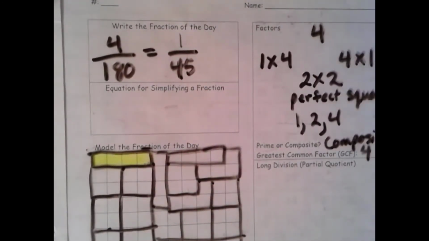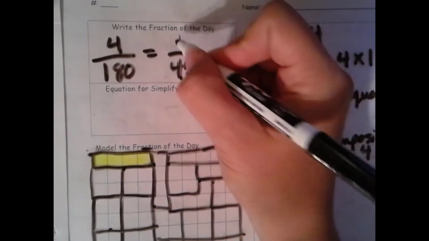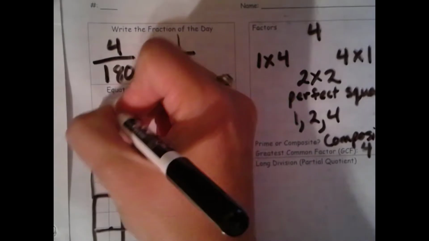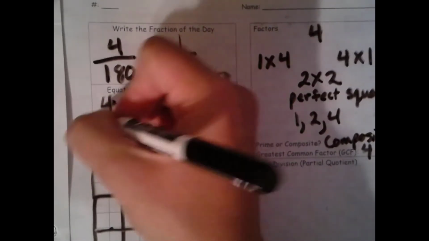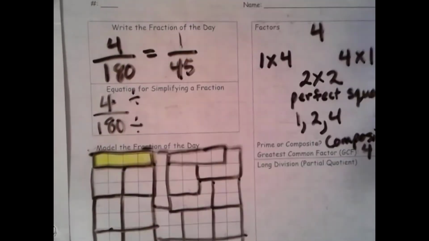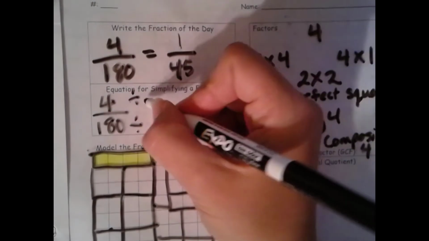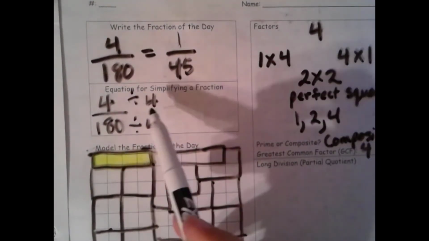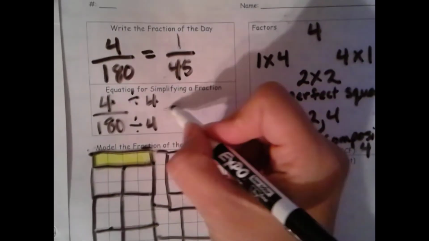Okay, so that, based on our model, is our equivalent fraction in lowest terms, or our simplest form. But we do also want to prove it a different way. The more different ways we can do it and get the same answer, the more certain we can be of our result. So we're going to divide both of them by our greatest common factor, because we put the shaded and the unshaded into groups of 4.